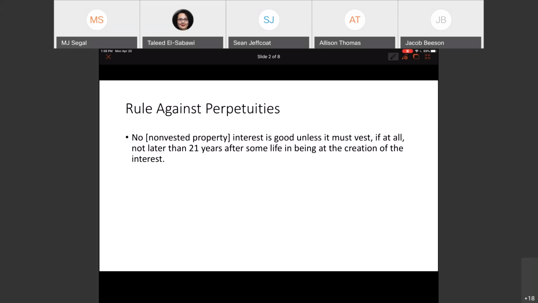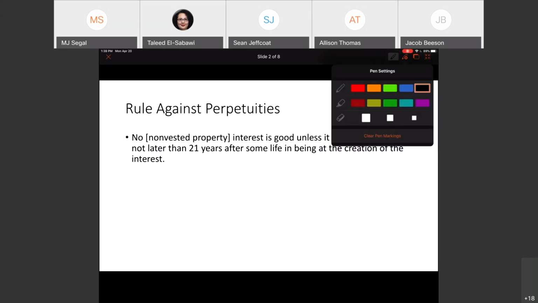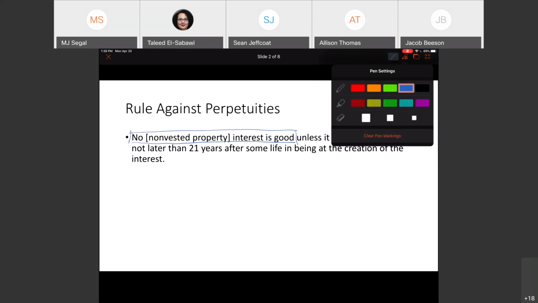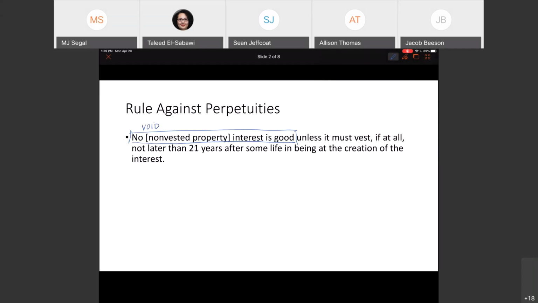Okay, so no interest is good unless it must vest, if at all, no later than 21 years after some life in being at the creation of the interest. Very complicated wording. So let's dissect this. Let's pick it apart. The first thing, it says no interest is good. What does that mean? Well, that's telling us that the interest, if it violates this rule, will be void, right? So that's all that's telling us.